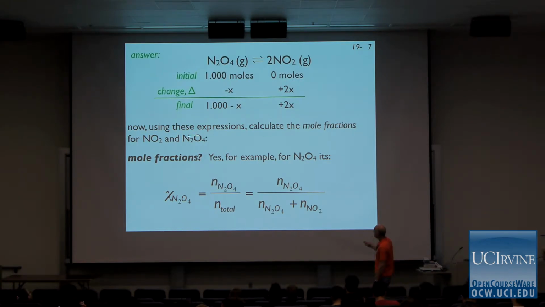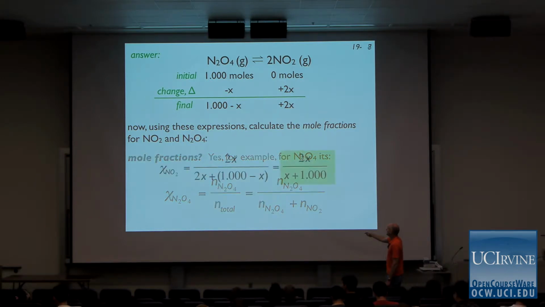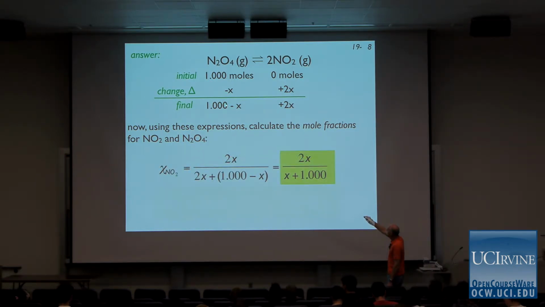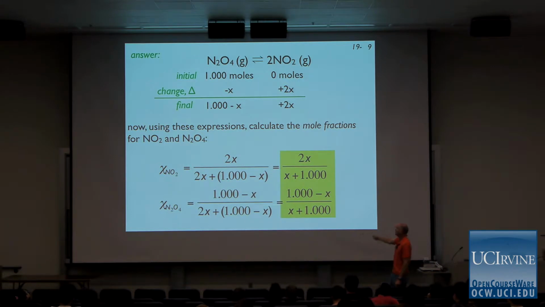Using these expressions, calculate the mole fractions of NO2 and N2O4. The mole fraction of N2O4 is just the number of moles of N2O4 divided by the total moles, N2O4 plus NO2. That's what that is. And so if we just plug in this and this for the number of moles, y here for the NO2, as an example, here's the number of moles, here's the total number of moles, that plus that. And so I get this expression. If I write the analogous one for N2O4, I get this expression right here.